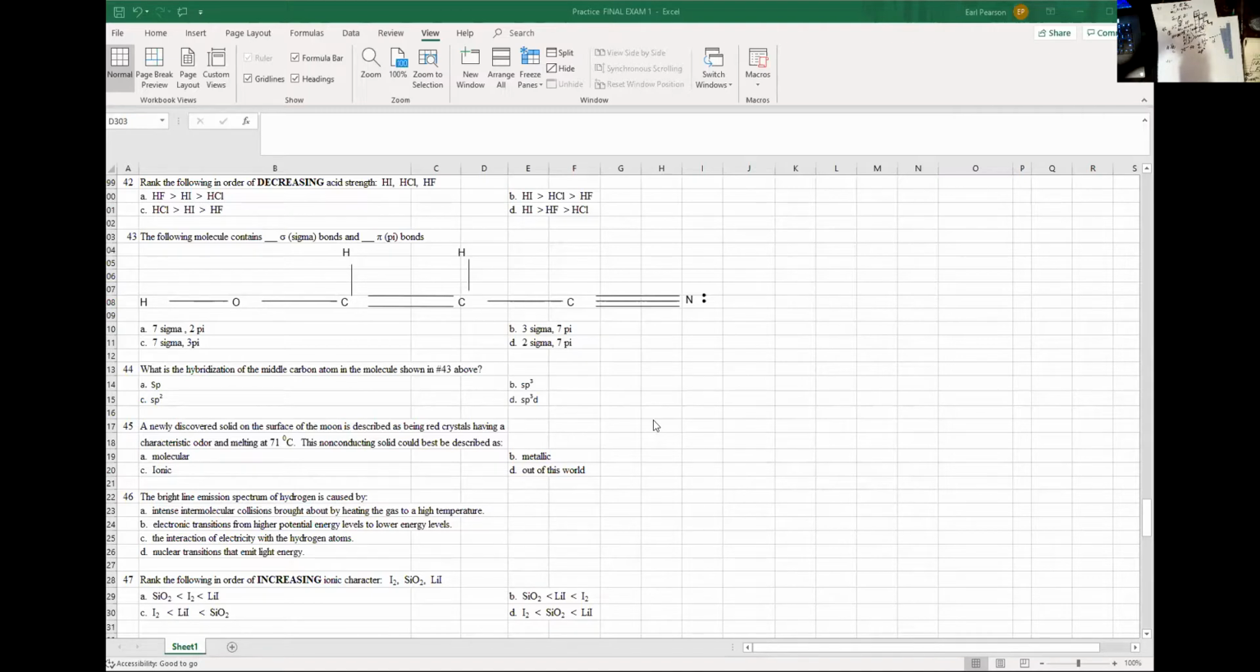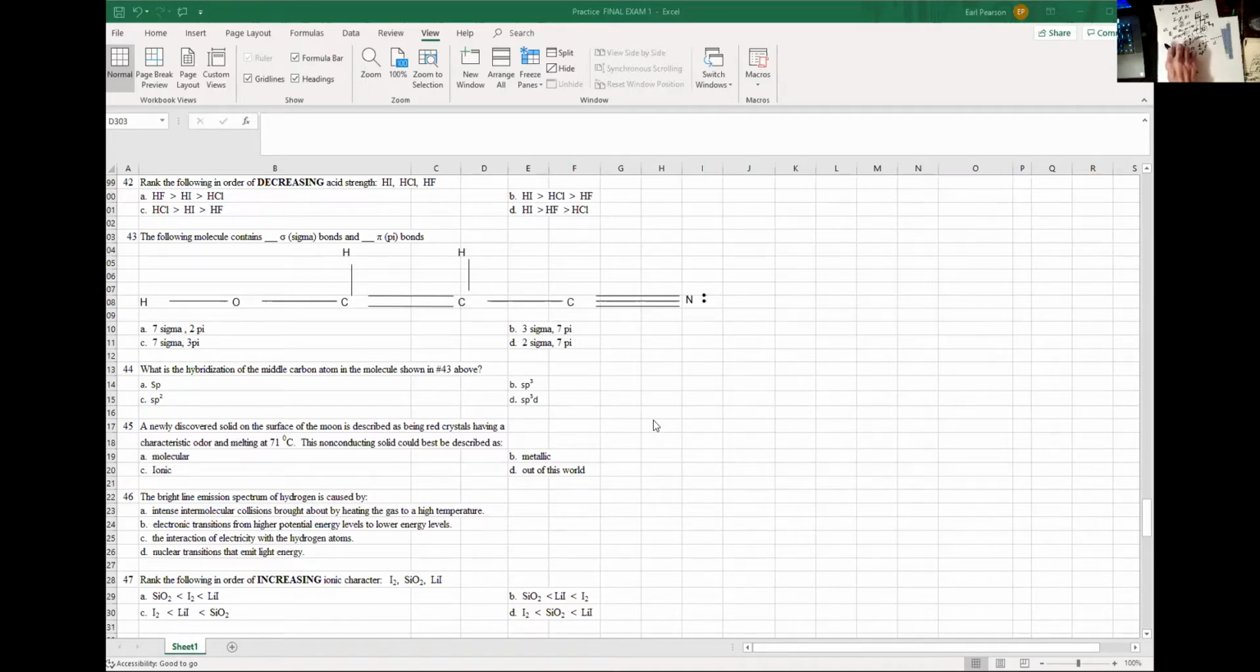It could be ionic, which means it's positive ions and negative ions. It could be metallic, and it definitely is out of this world. That's not the right answer, though, by the way. Okay, so if it were ionic, let's think about that. What would be the melting point of ionic compounds? Typically, it's very large. This stuff melts at 71 degrees, so it's not ionic.